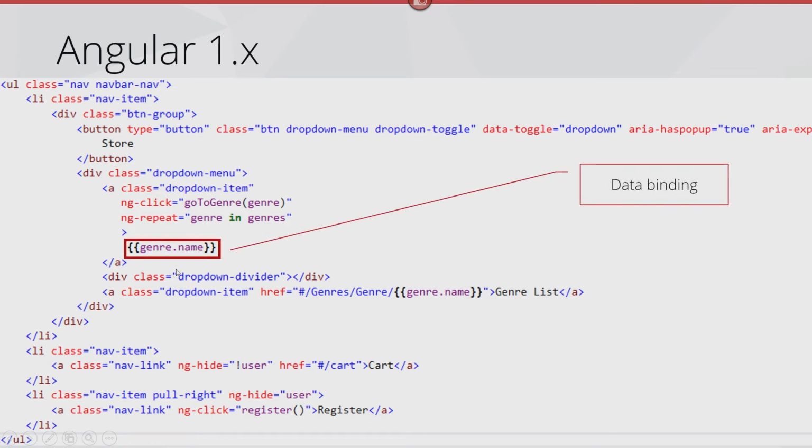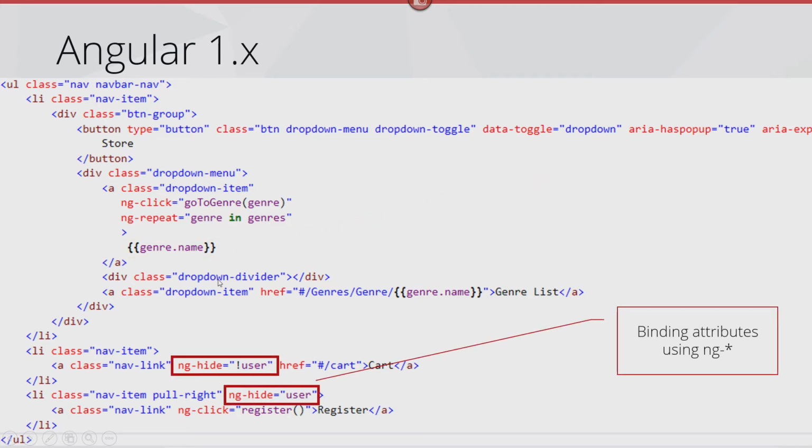Angular 1 had this double curly brace thing for data binding. Mustache. And it had the binding attributes using ng dash. Okay, so you've got some object here, and if the object doesn't exist, we want you to hide the card or something here. And if this user will hide the register button. Anyway, so that's kind of how they've done the binding there.